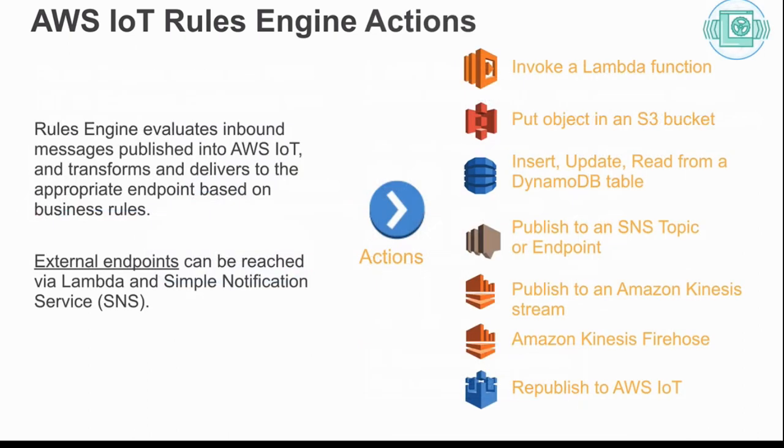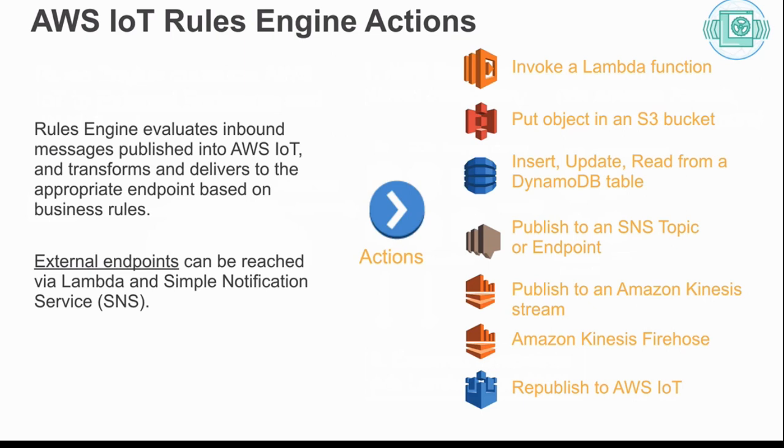So as I mentioned, this works by evaluating inbound messages published into AWS IoT, performing transformations, which you'll define in rules, and then delivering those messages to the appropriate endpoint based on business rules that you might specify. As I said, external endpoints can be reached via AWS Lambda and via SNS Simple Notification Service. There's a wide variety of different actions available to you.